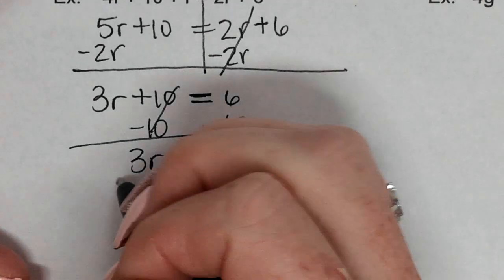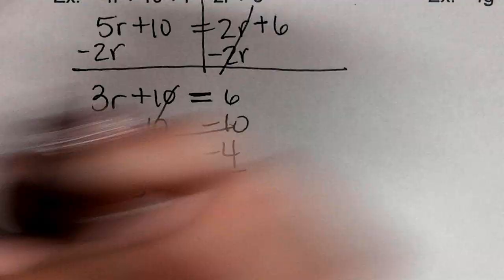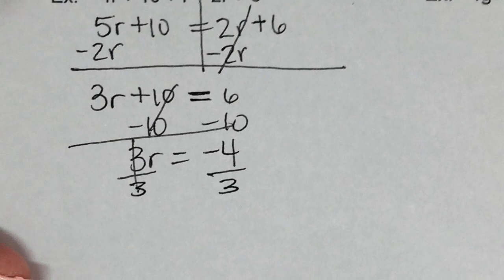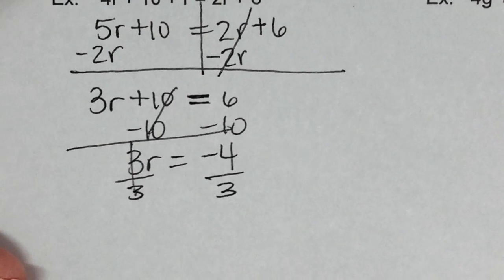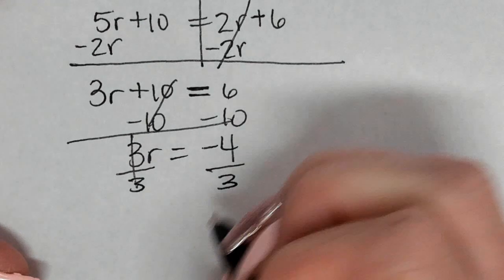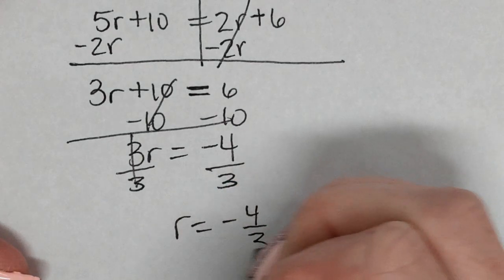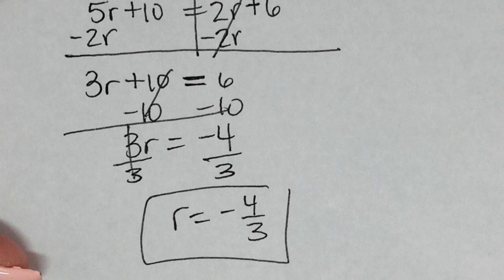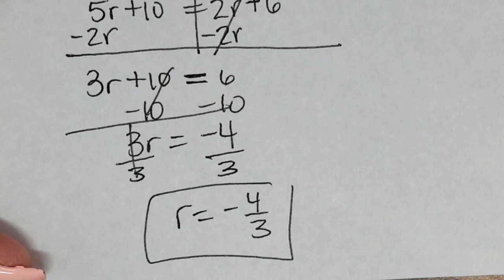I'm going to divide by 3. And right there, I know that this is a repeating decimal because the denominator is a 3. So I'm just going to leave it like that. So my answer is r equals negative 4/3 because it is simplified. Or negative 1 and 1/3.